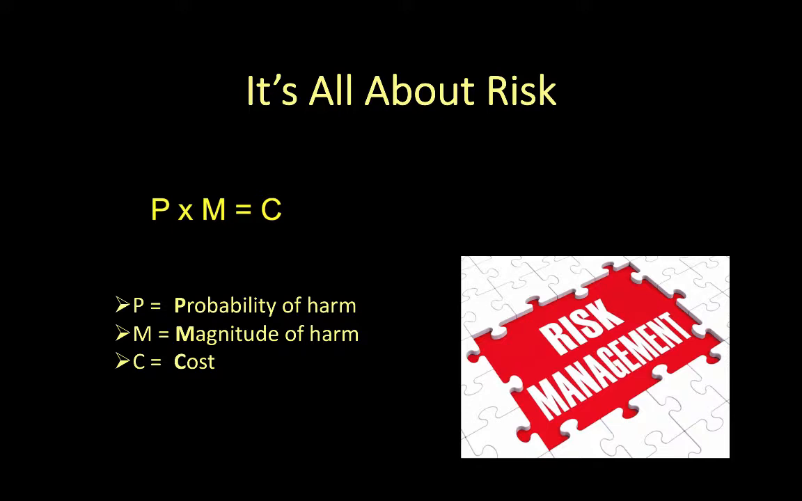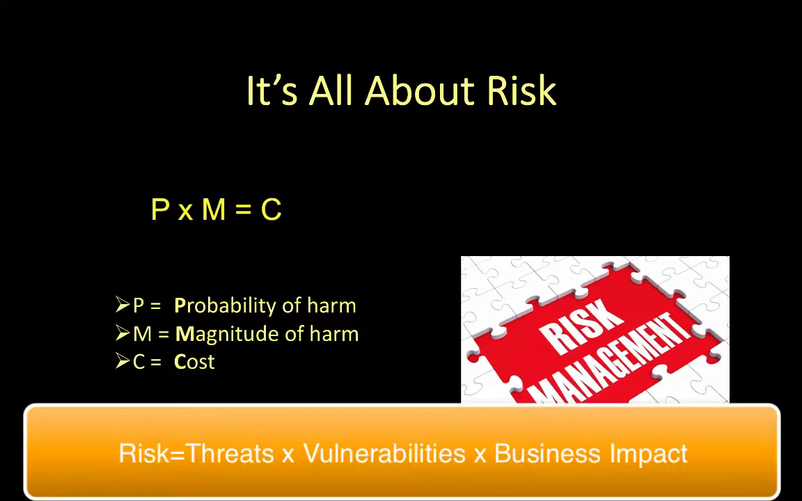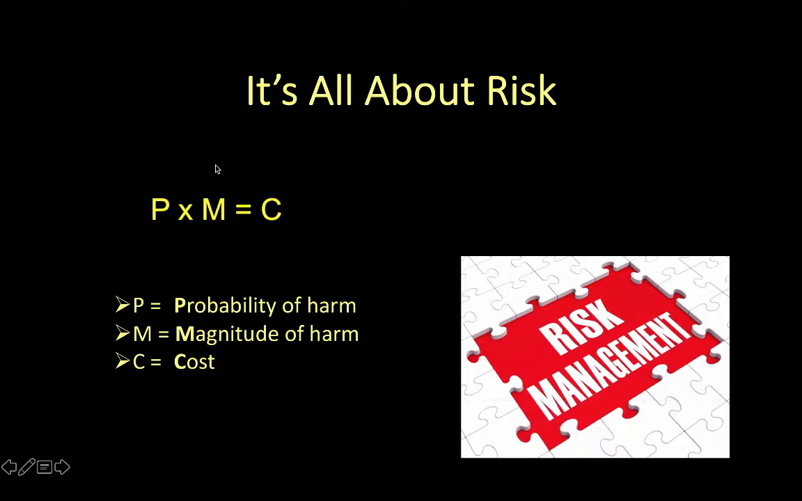M is magnitude of harm. What is the business impact if the event occurs? This is also annualized. And C is cost. What is the potential cost to the business for the event under study? This is another way of looking at the risk formula: risk equals threats times vulnerabilities times business impact. And in both models, we annualize the numbers.